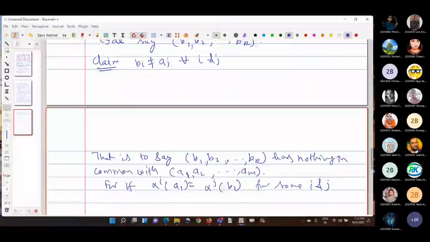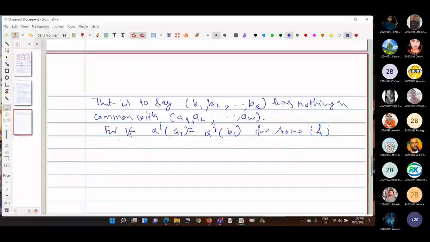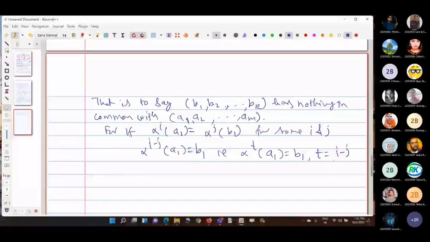Okay, fine. Alpha, which is A, will go to I+1, something like this. So if it happens, then alpha to the power I minus J of A1 equals B1. That is alpha to the power some t of A1 equals B1, where t equals I minus J. So alpha to the power t of A1 will be among these, whether A1, A2, A3 or A4, so this should be equal to some AS.